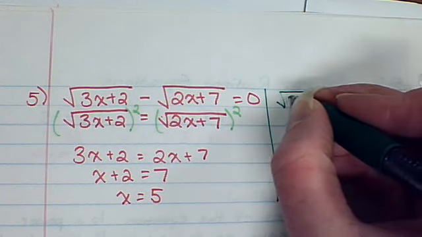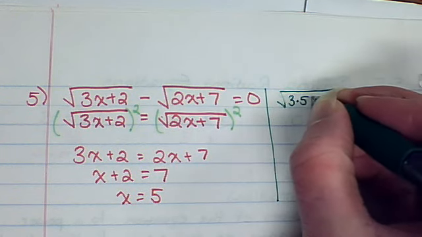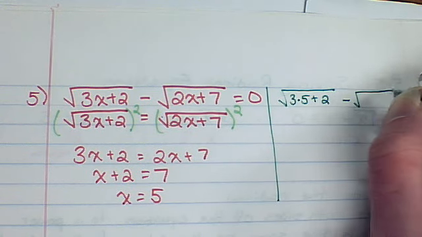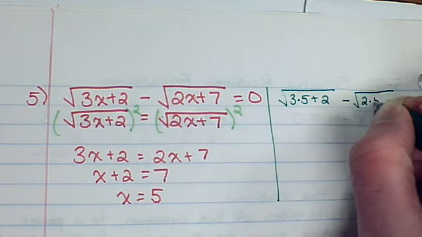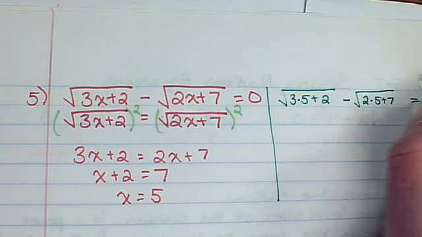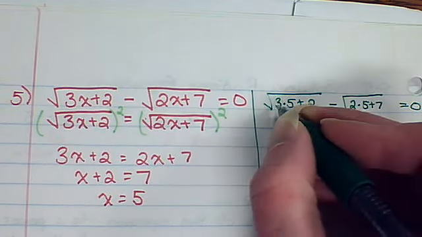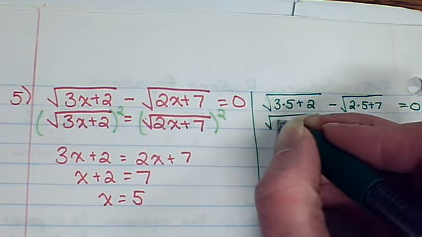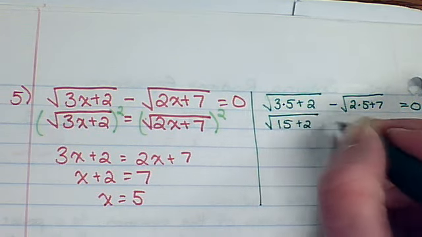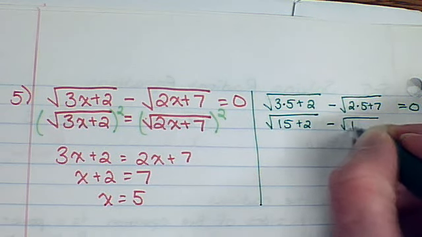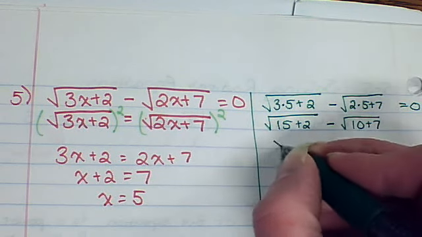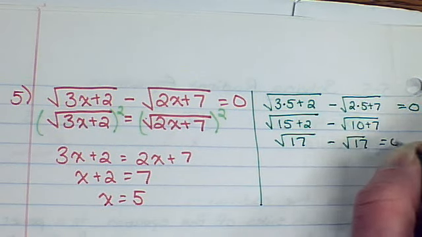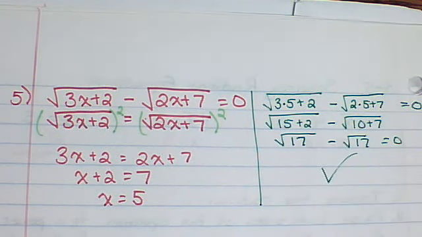Square root of 3 times 5 plus 2 minus the square root of 2 times 5 plus 7. Does that equal 0? 3 times 5 is 15, so that's 15 plus 2. That's going to be 10 plus 7. Square root of 17 minus the square root of 17. Does that equal 0? Yes! So it's a good solution.